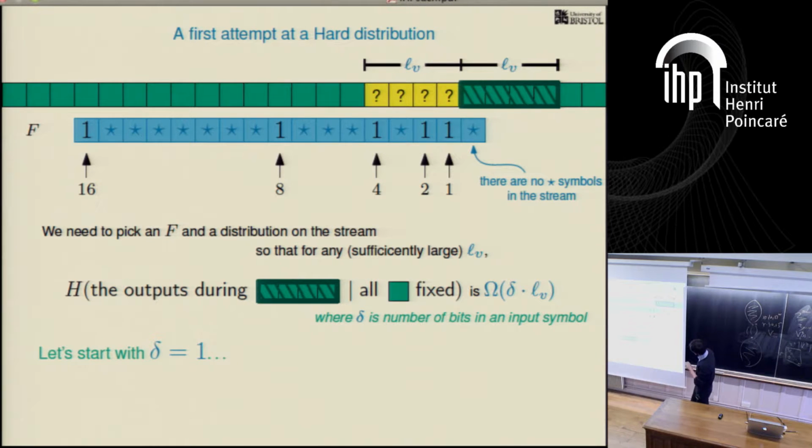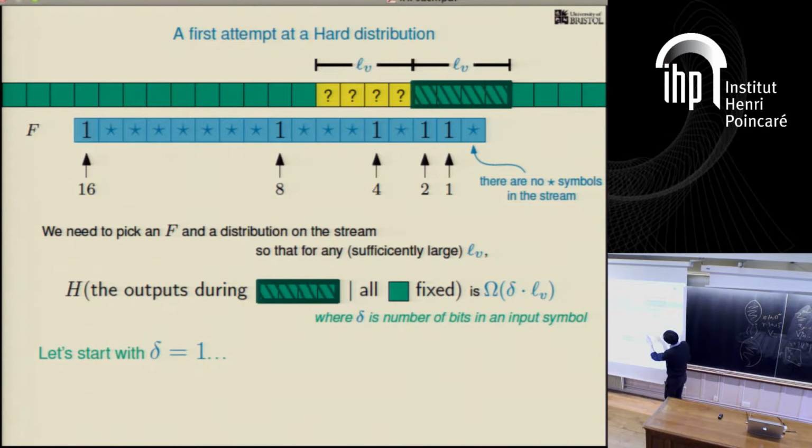Okay, so I've got some interval here, and what I want to prove is that there's a lot of entropy in these outputs. If I slide this thing along, nothing interesting happens. I can't work anything out now. Now, here in this region, there is 1, 1 in here. These are stars, these are stars.